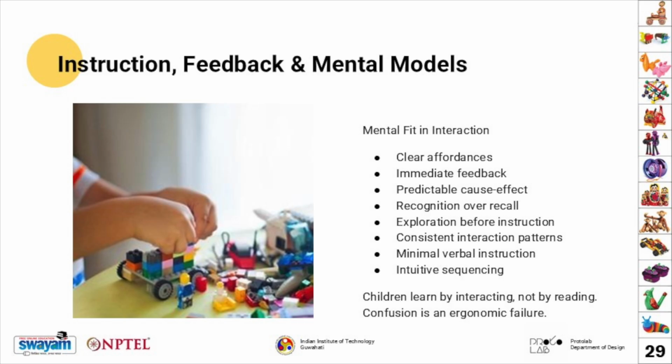Repetition and predictable patterns stabilize understanding. Children learn interaction through doing, not exploration. So, when children repeatedly experiment without clarity, they are not always exploring. They may be searching for understanding. So, cognitive ergonomics asks, is interaction predictable? Is feedback clear? Is understanding effortless? Mental friction is as real as physical strain.